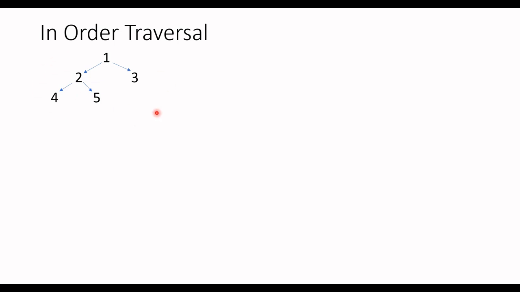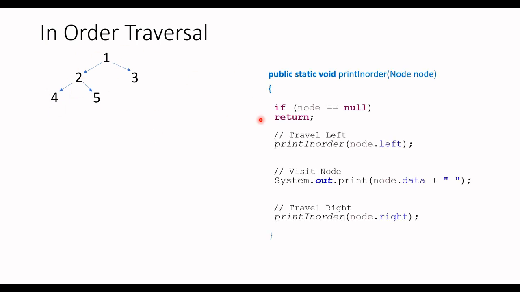So keeping this in mind, we need to traverse our tree in such a way that the left node is printed first, then the root node, and then the right node. So in this way, we need to print the entire tree. This is a recursive function, and this is the logic that we'll be following to print our tree. So let us go step by step.